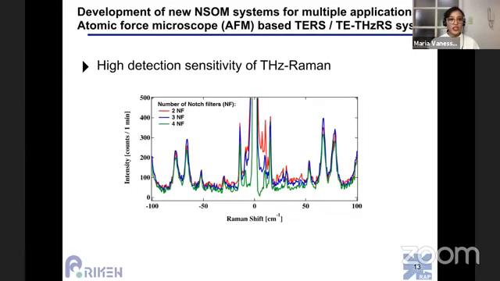And right now, we are trying to improve the detection sensitivity of low frequency Raman by also increasing the number of notch filters in our system so that we can have a better signal to noise ratio. So here you can clearly see from the 2 notch filters to the 4 notch filters, particularly at the center, which is close to the Rayleigh line at 0 wave number, the peaks, especially in the anti-Stokes, can be clearly seen for the 4 notch filters that were used.